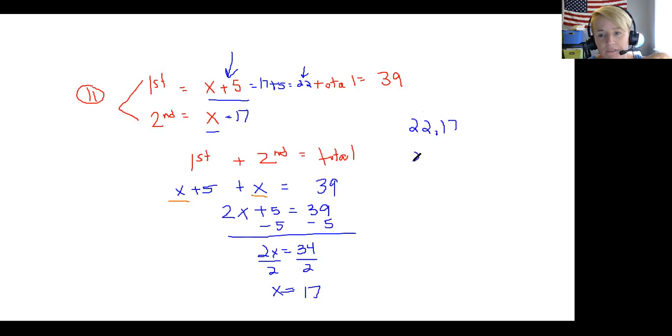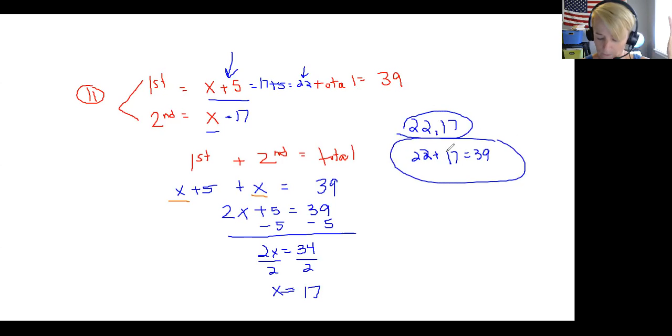And if you just want to get fancy and check, 22 plus 17 equals 39. Okay, and it does say check the solution, so you should actually do that. So here's your answer, and here's your check, and this is what I'm looking for. Okay, you should be able to do number 12, and then I will meet you back for number 15.